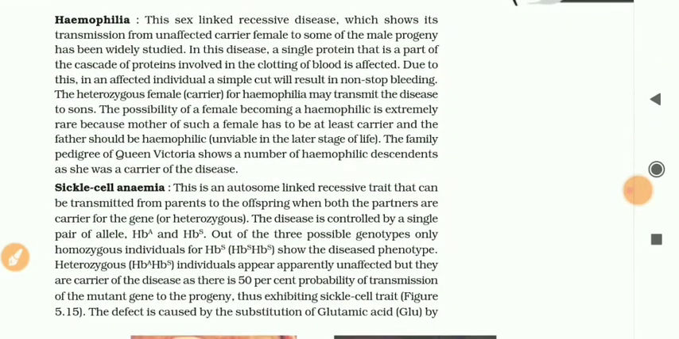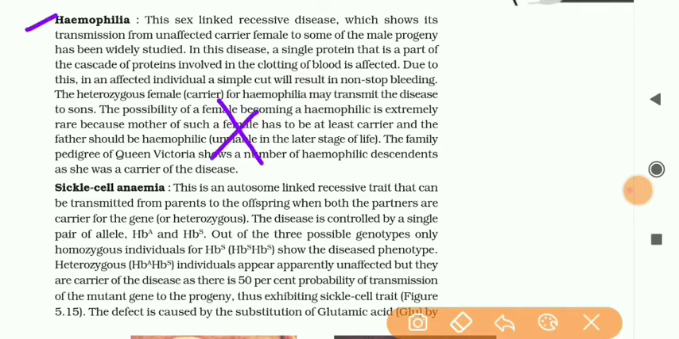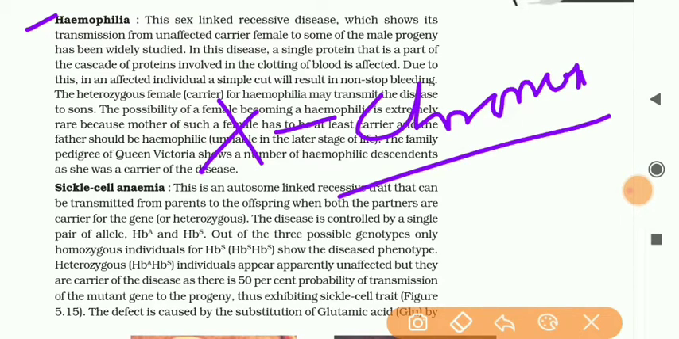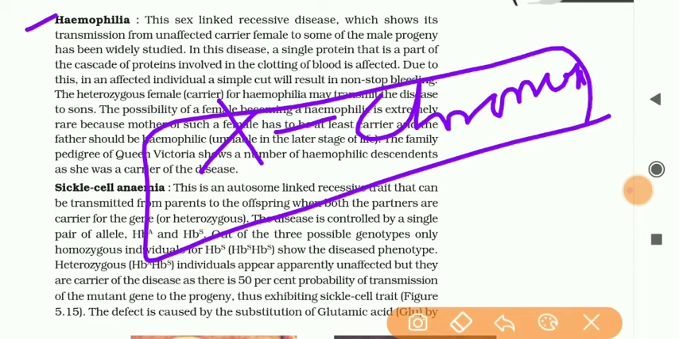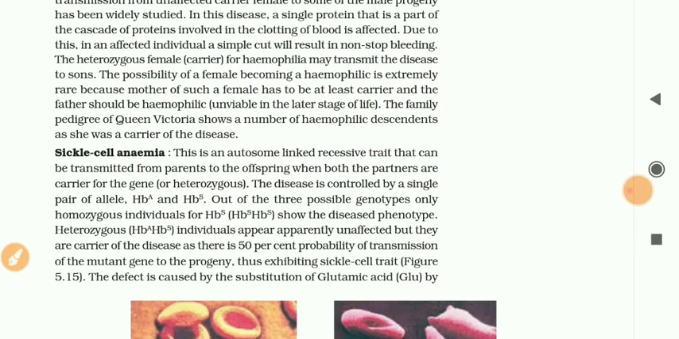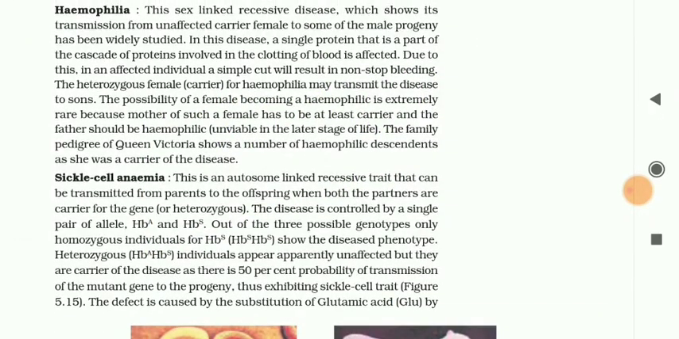Next thing is hemophilia. Hemophilia is a sex-linked recessive disease. It is an X chromosome linked recessive disease. Transmission from unaffected carrier female to some of the male progeny has been widely studied. It is a disease transmitted from carrier female to male.